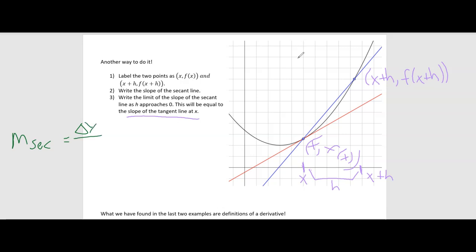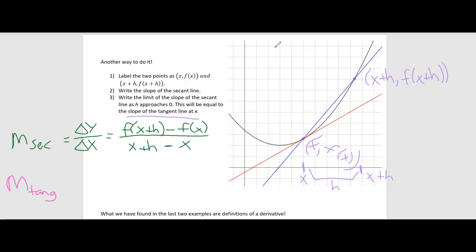Change in y over change in x is equal to f of x plus h, and you can do this in whatever order you want, minus f of x, all over the quantity x plus h minus x. Now, the slope of the tangent line, which is what we're really after, is just the limit of that expression.